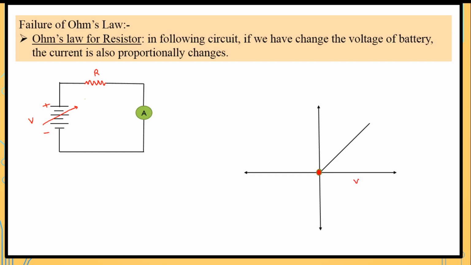So here we will plot voltage versus current. As the voltage changes, the current also changes proportionally. So we will get a straight line, and here we are calculating the slope. So we will get only one value. So we can say that the reciprocal of the slope is the resistance. So we get only one value of the resistance. So this obeys Ohm's law in forward bias as well as in reverse bias.